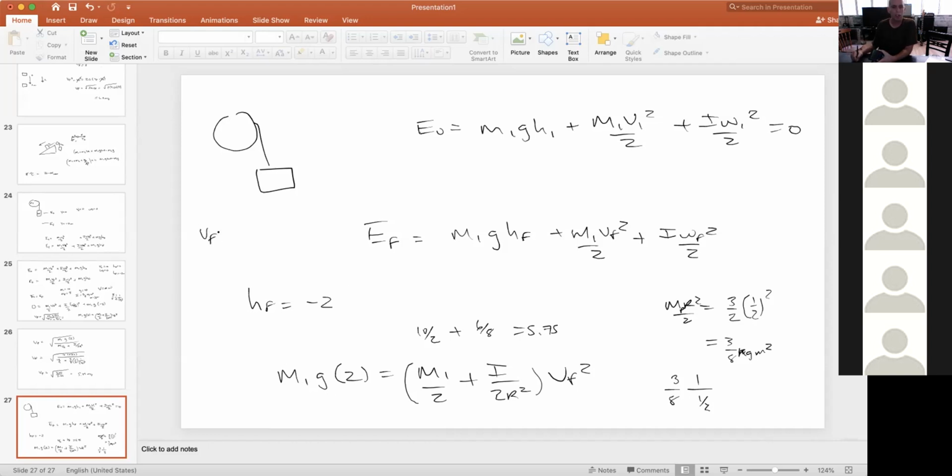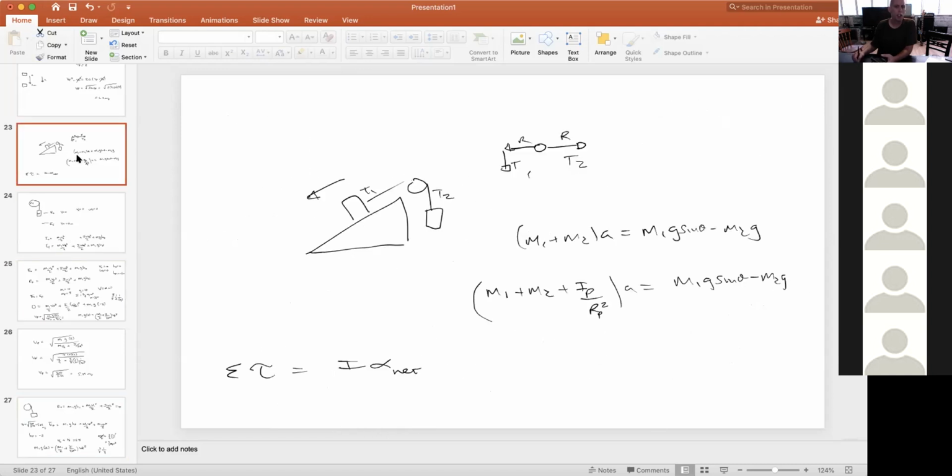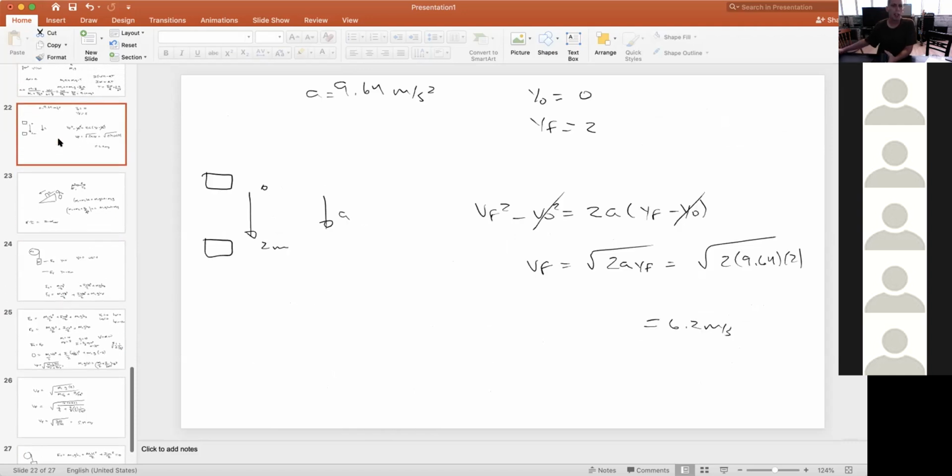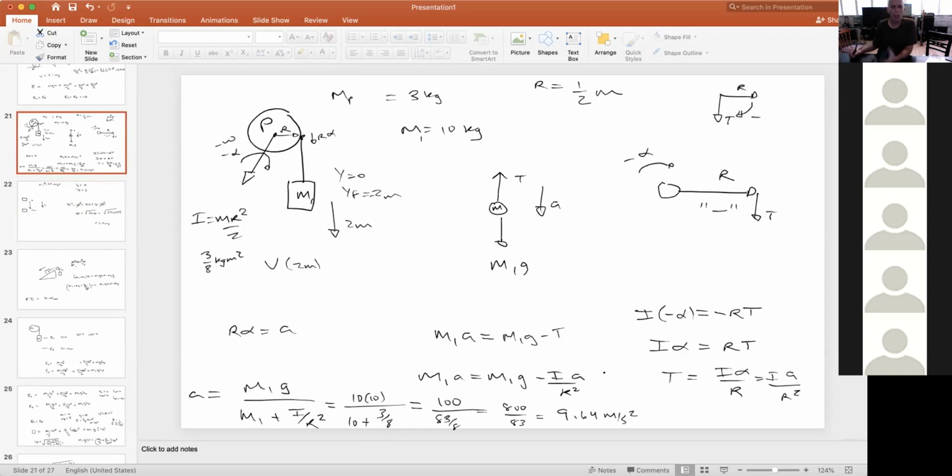So V final is the square root of 200 divided by 5.75. Now, did I mess up my other thing? Because that gives me 5.89-ish. So I might have messed up something. Let me double check my A here.